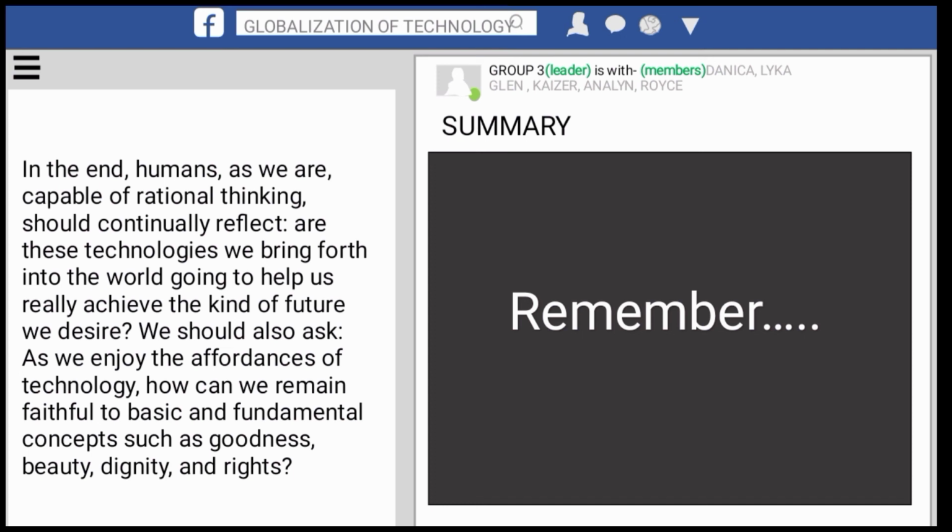Let us reflect. Magpapatuloy pa ba? Makakatulong pa ba? Ito ba yung gusto natin para sa mundo before innovating or using it? Second, how we can remain faithful to basic and fundamental concepts such as goodness, beauty, dignity, and rights. Because technology may help us but also can destroy us.